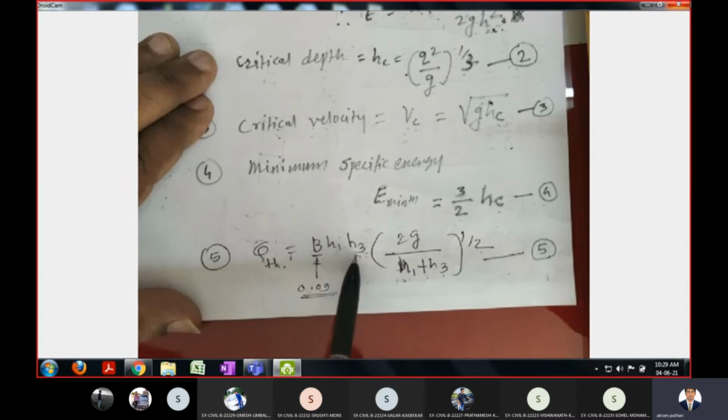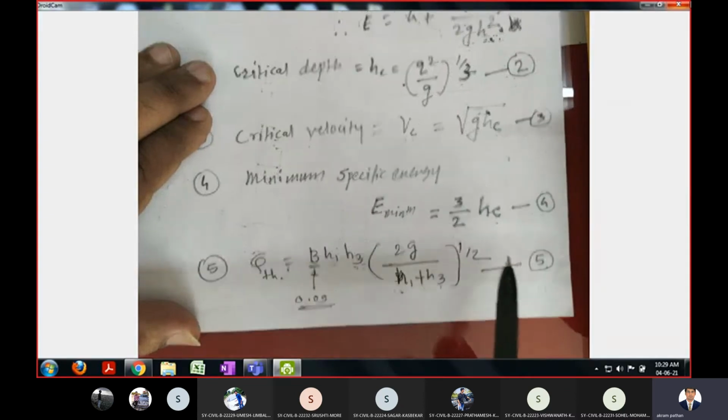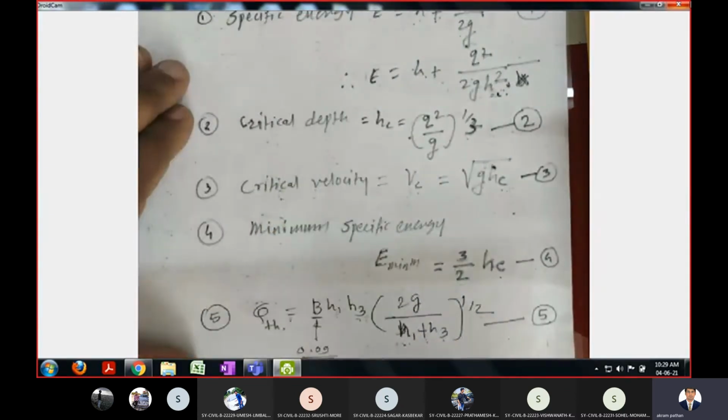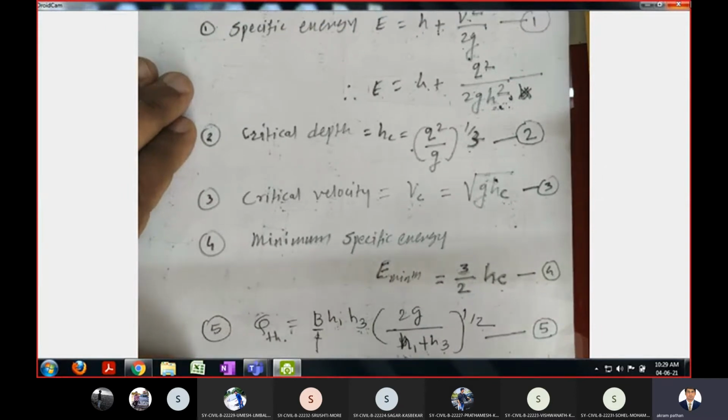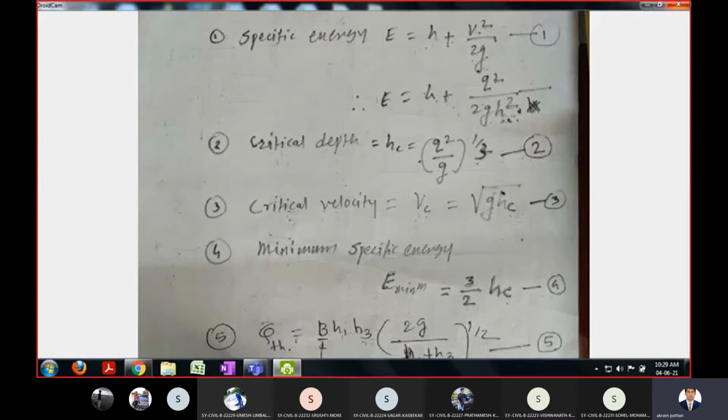B into H1 into H3 in bracket 2G divided by H1 plus H3 raised to half. So these are the 5 hydraulic parameters we have to calculate, and also we have to calculate how much discharge will be required to supply through the channel for irrigation purpose. So these are the things we have to calculate in the practical.